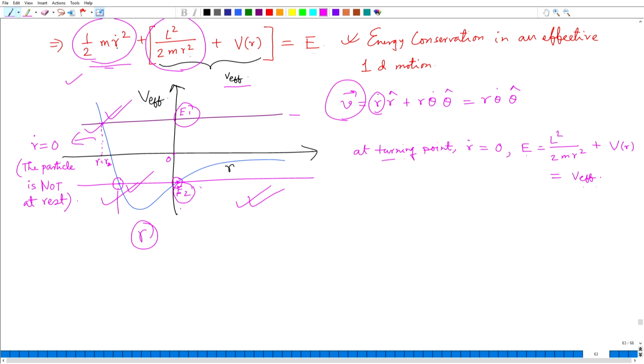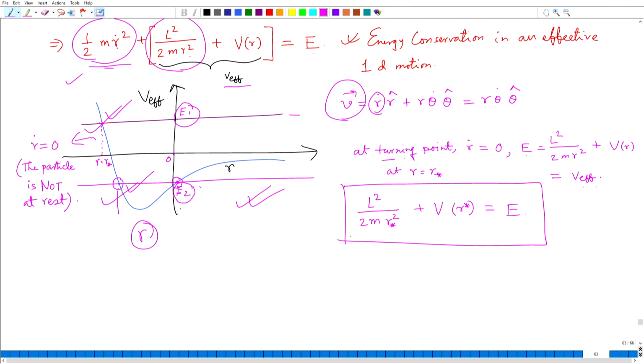Okay. And then we know that if the turning point is at r equal to some r star, then L square by 2 m r star square plus V of r star will be equal to E. So, if I give you, for example, in a problem the value of r for the turning point, and you know the constants of motion L, m, E, you can actually find the true potential energy of the particle at that point. There will be some problems related to that in the assignment as well.